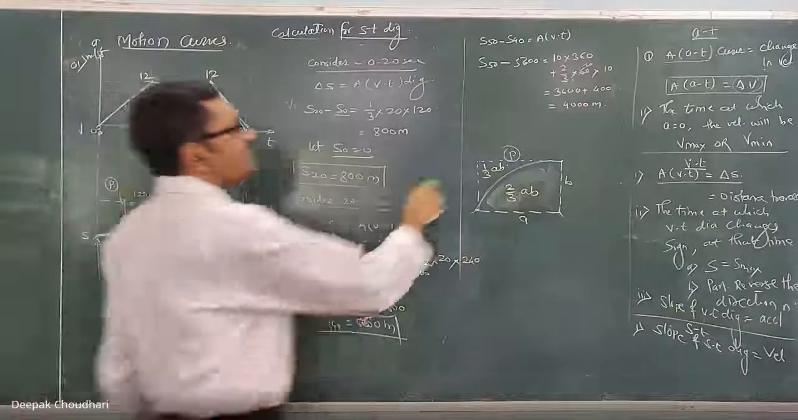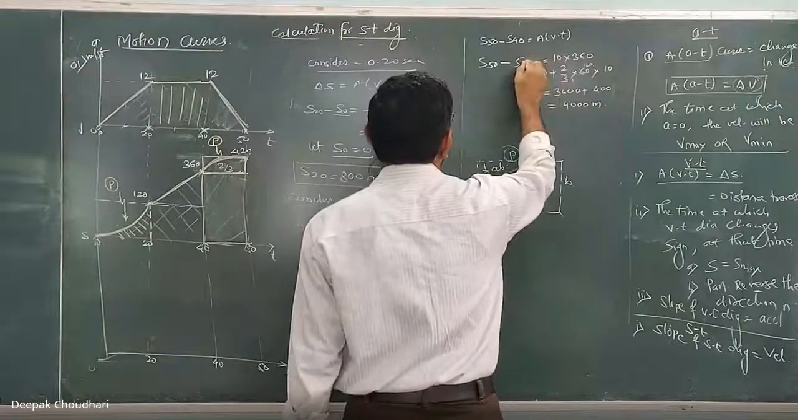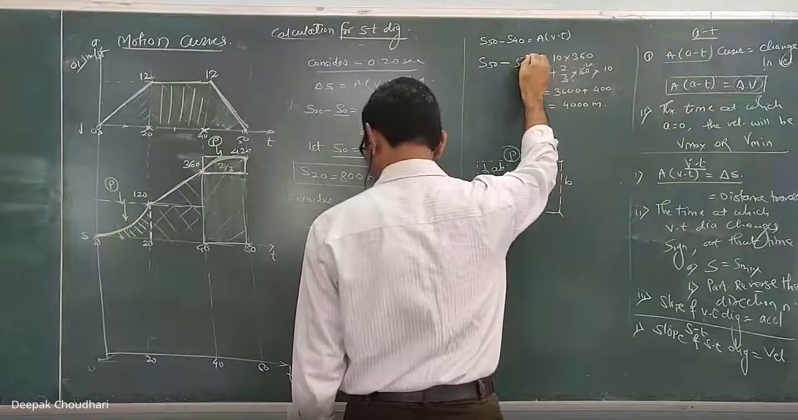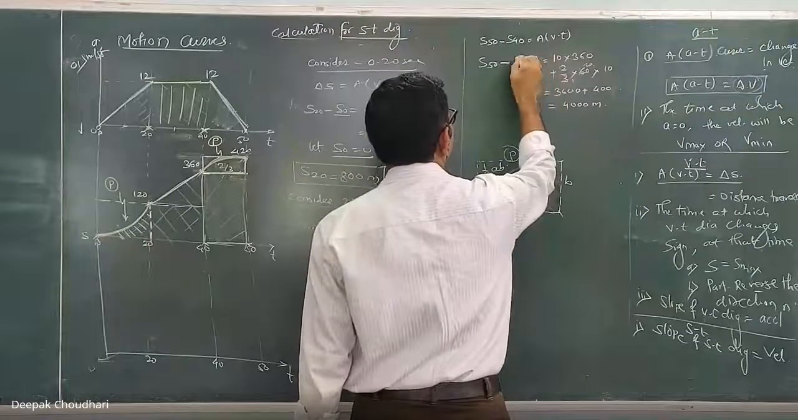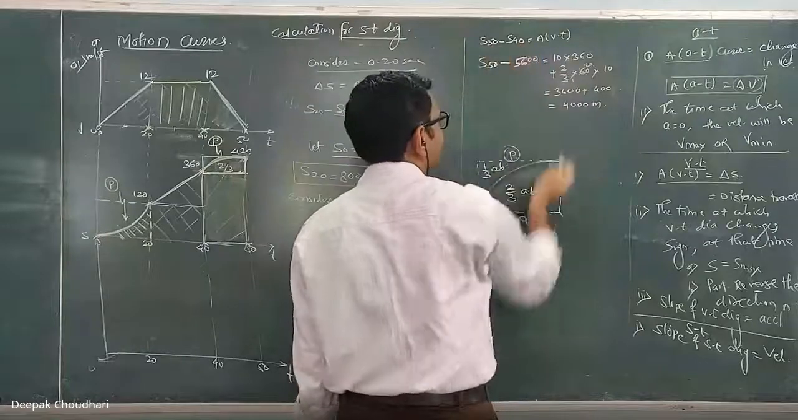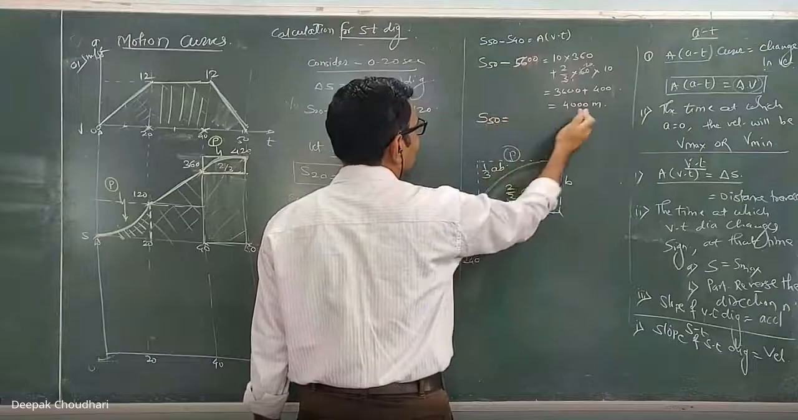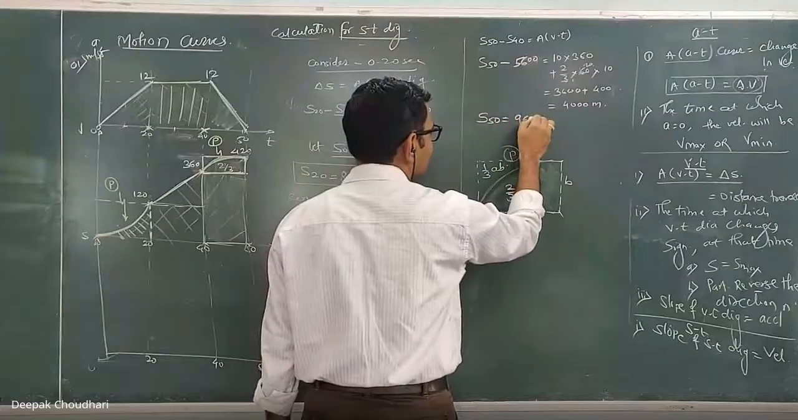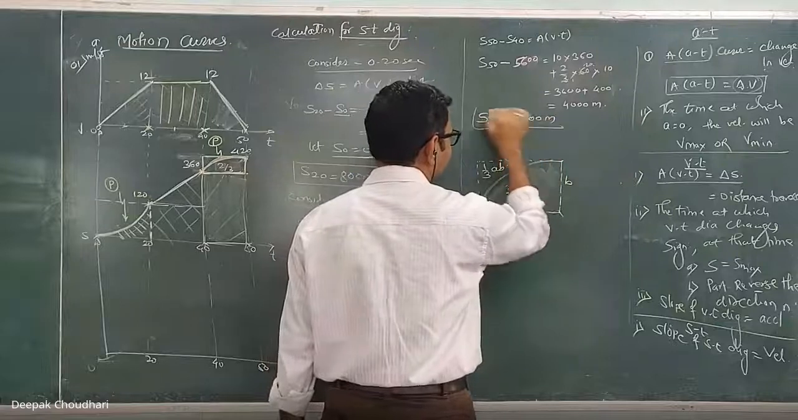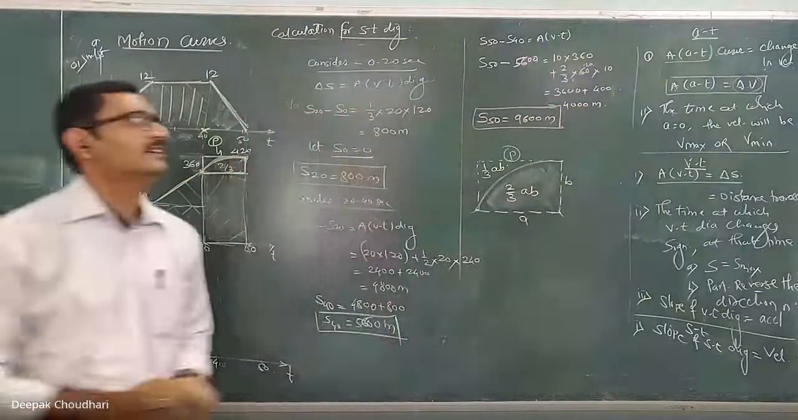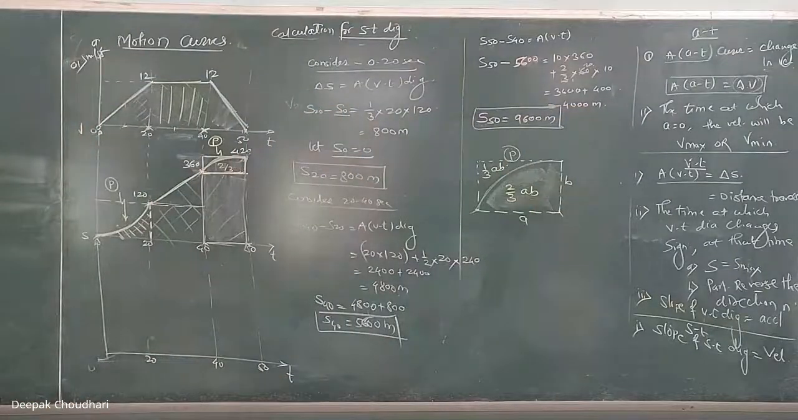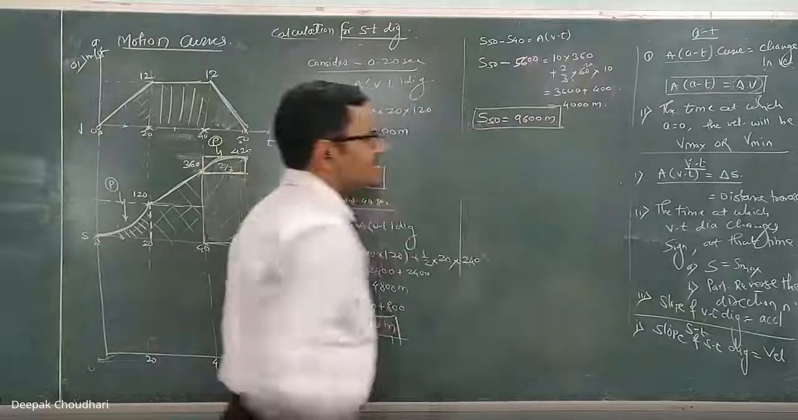Now this is the change in displacement from 40 to 50 seconds, this is 5600. Then how will be the displacement at t equal to 50? So it is 4000 plus 5600, it is 9600 meter. This is the displacement at t equal to 50 seconds. Right? Any difficulty? No, sir. Okay.